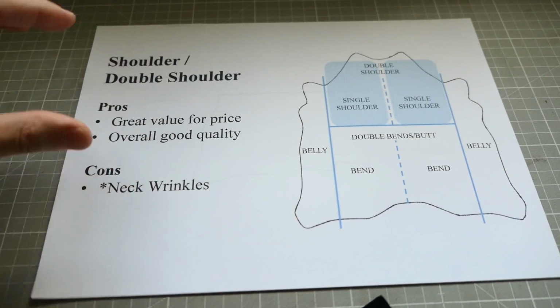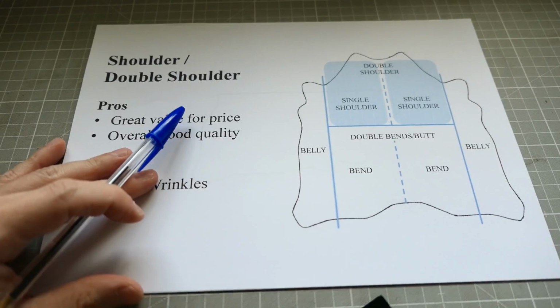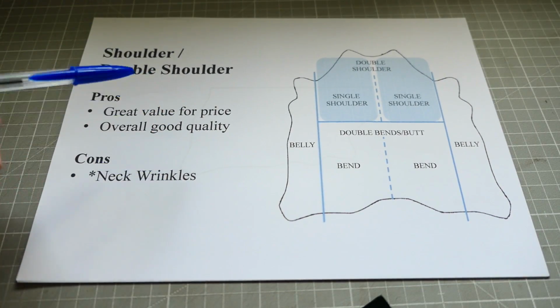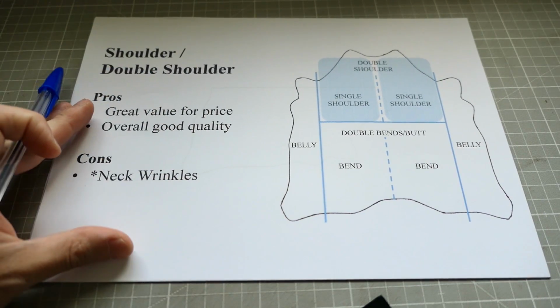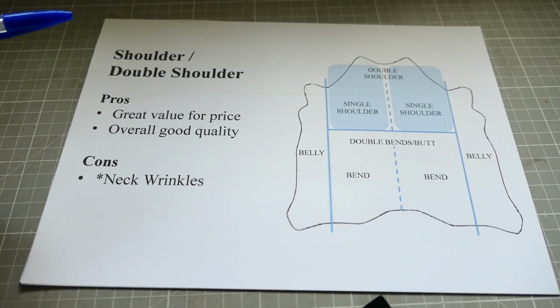So let's talk about shoulder and double shoulder. This is, I think, the most common for good quality leather, or the most common for a lot of tanneries to offer.